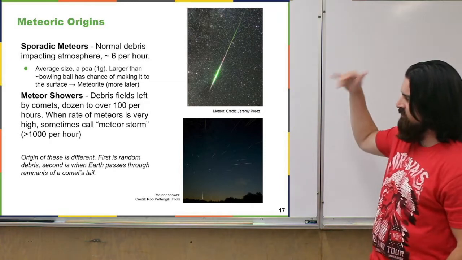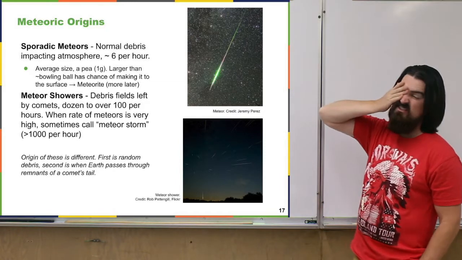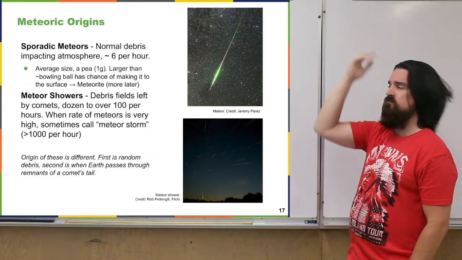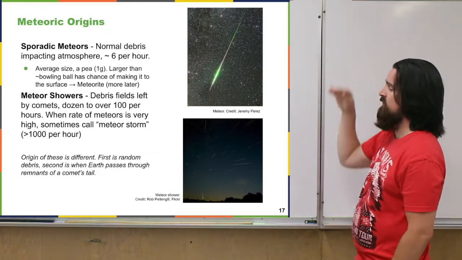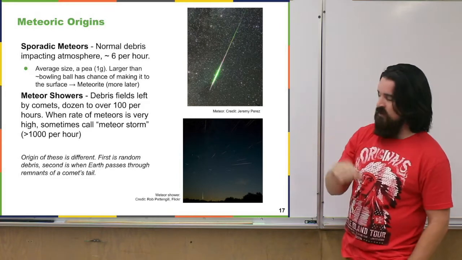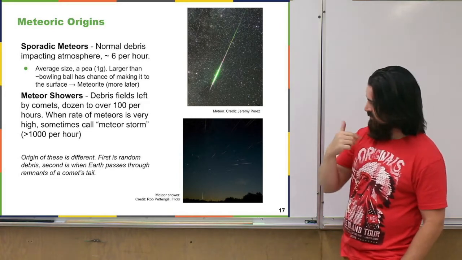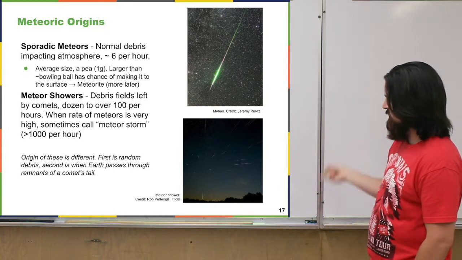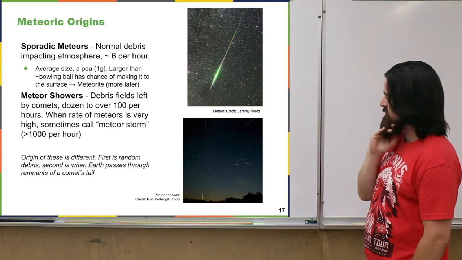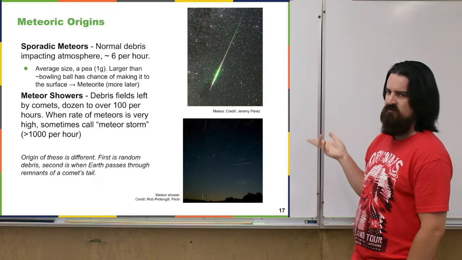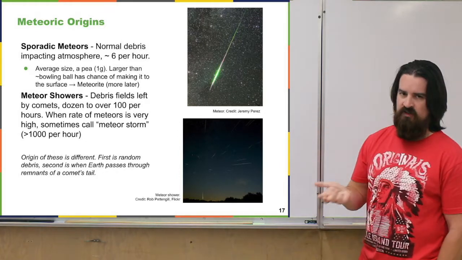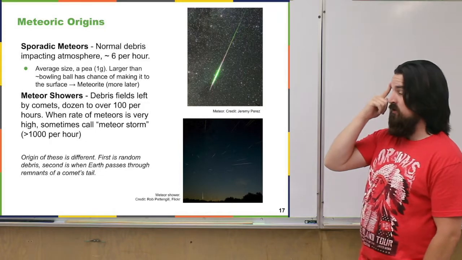And just to be clear, the origin of these things is very different. The sporadic meteors are just kind of random debris from all over the place in the solar system. Meteor showers are remnants of comets' tails that the Earth passes through. So here we have pictures of a standard meteor. Down here is something more like a meteor shower. I'm sure this is a time lapse, or even a composite image. But if you ever see a very high rate meteor shower, it's quite a show.